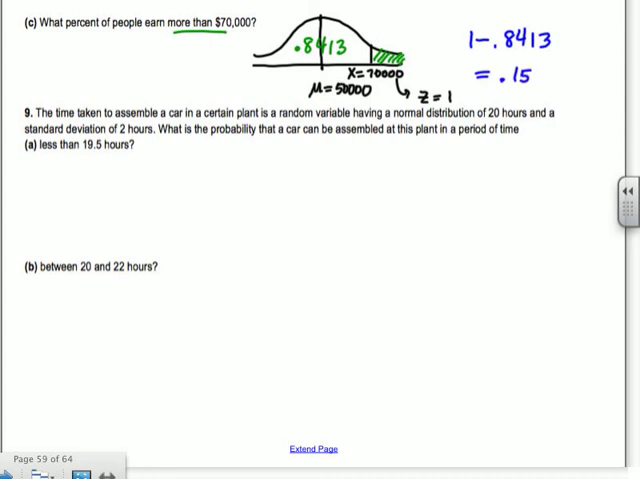Yep, 0.1587. Are these making sense? Yeah. All right, let's try the very last one.